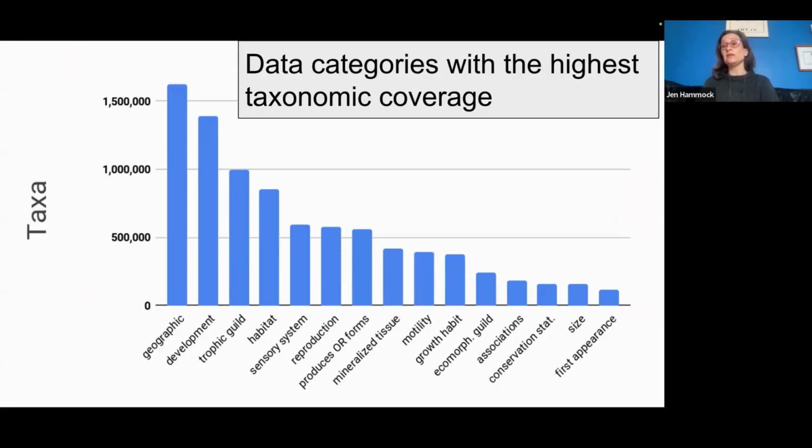Not every data category applies to everybody. Not every organism meaningfully has a growth habit. That's for sponges and plants mostly. So 400,000 of those might be pretty good, actually. But everybody has a habitat. So we have less than 1 million species covered for habitat. We need to do some more work over there. So this is where we are.